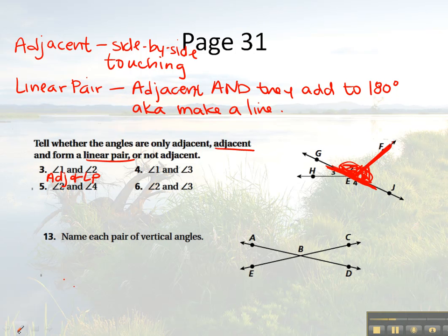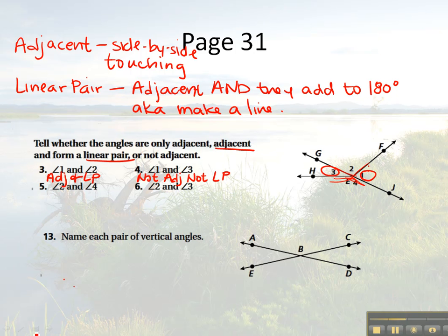Okay, let's erase that so we have a clean slate. And let's look at the next two angles. We have angles 1 and 3. Here's 1 and here's 3. They're not touching. There's angle 2 in the way and angle 4 in the way. So they're not adjacent. And since they're not adjacent, there's not even a question as to whether or not they're a linear pair, because they have to be adjacent in order to be a linear pair.